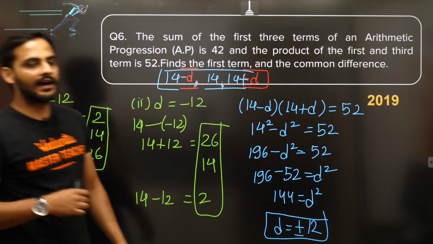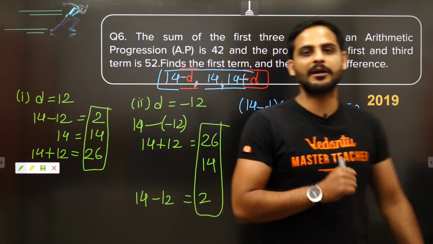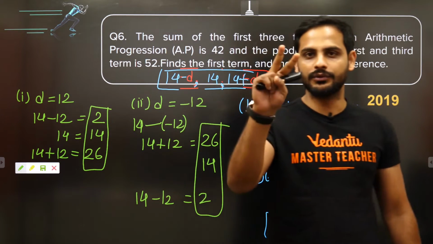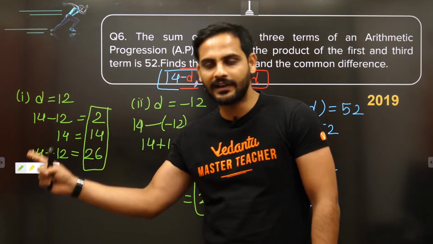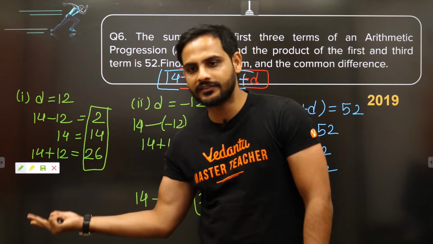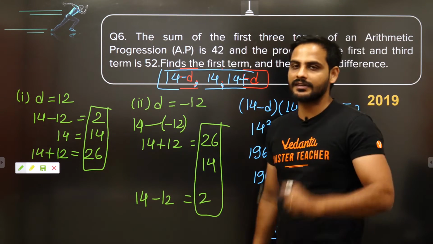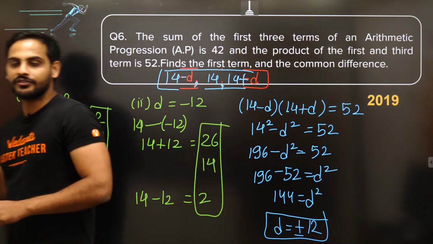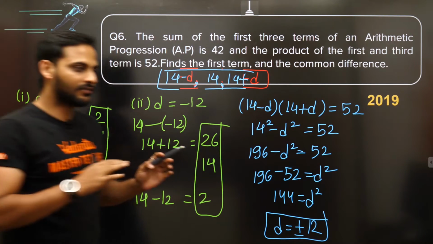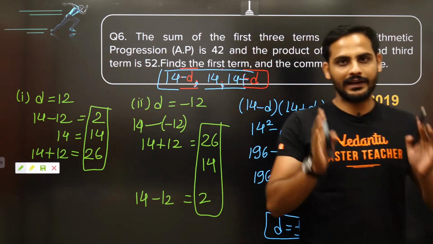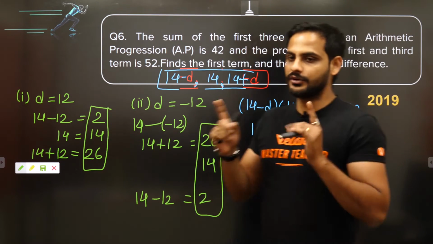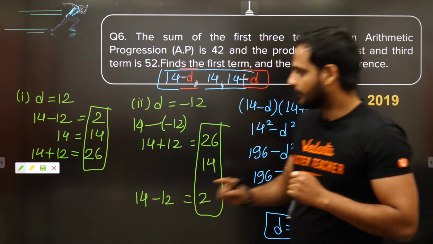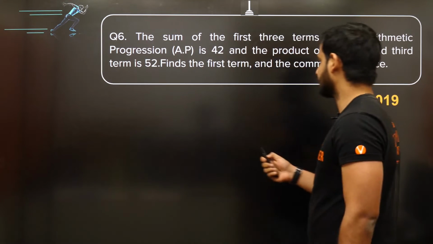So if they ask how many values of first term are possible in this question, two values. First term can be 2 as well. First term can be 26 as well. Remember this thing, very important part. Don't go by half portion, solving d is equal to 12 and not solving for d is equal to minus 12. It will cost you some marks. You need to write both the answers. Okay, let's move to the next question.